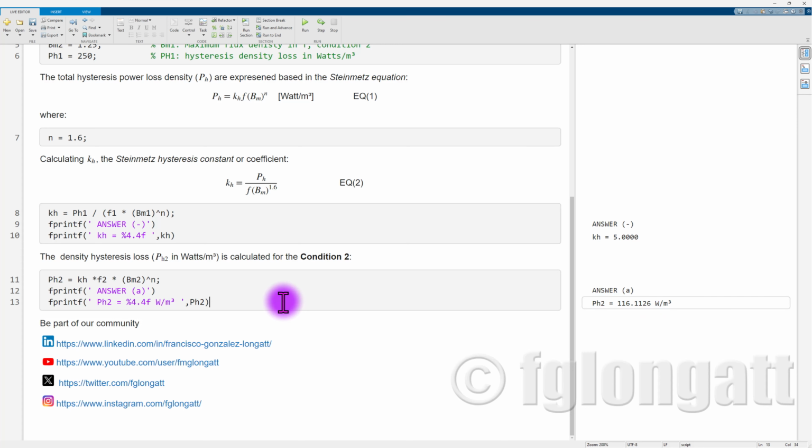So yes, this is a very simple example. We are using in two different ways the same equation. We are using the first condition to obtain the Steinmetz hysteresis constant, and then we are using equation number 1, the Steinmetz equation, to calculate the hysteresis loss density. So this is the end of the video.